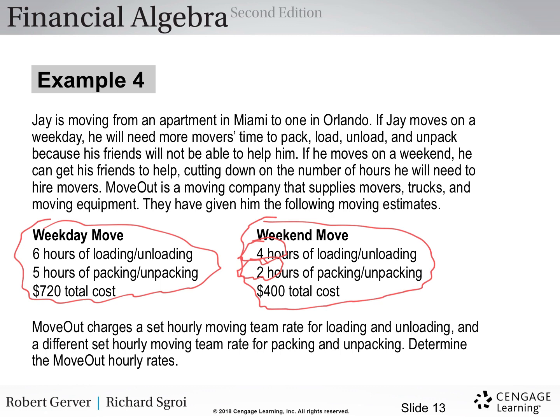Move Out charges a set hourly moving team rate for loading and unloading, and a different set hourly moving team rate for packing and unpacking. Determine the Move Out hourly rates.